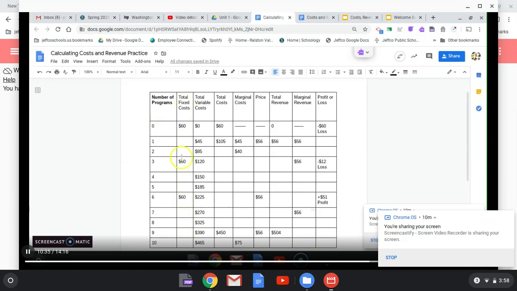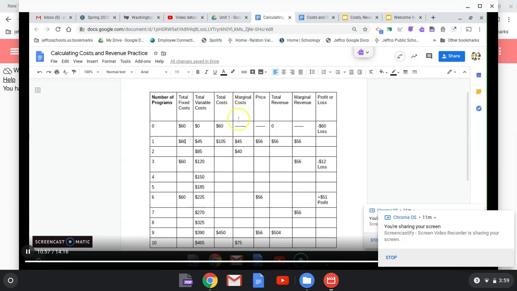So what's her total cost? You add these two together to get that. That's how I got 105. Now, to go from 0 to making 1, that means that her total cost went from 60 to 105. So what's her marginal cost? Remember, that's the plus 1. What does it take to make one more? Well, it went from 60 to 105, so her marginal cost was $45.